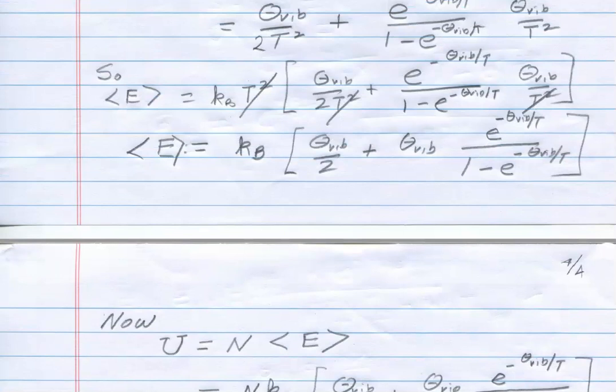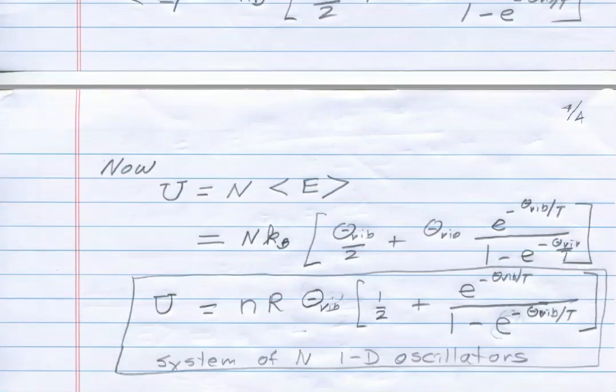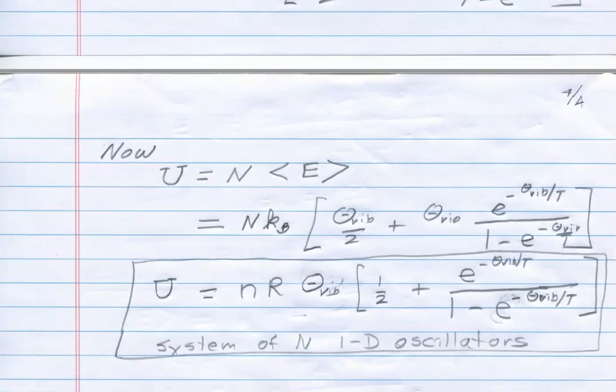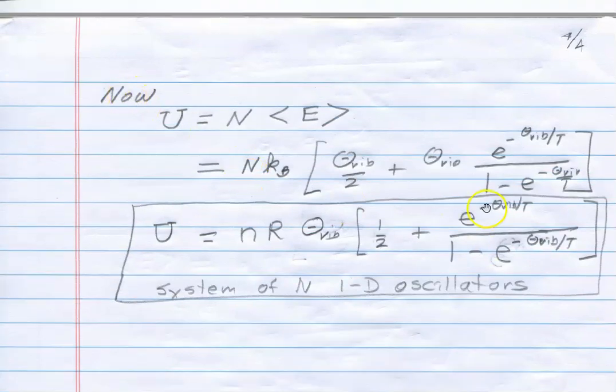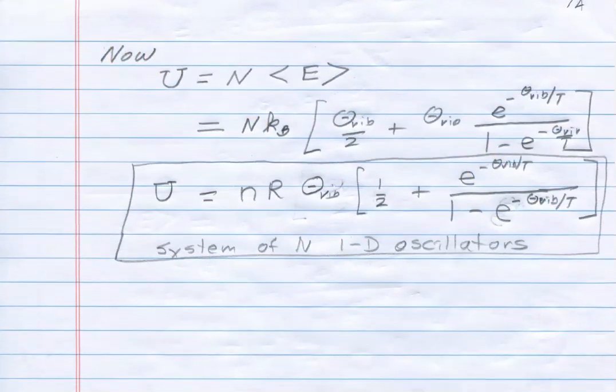If I have a system of N particles, then if I multiply all of those in, I can get the expectation value of the energy, which would be the total energy in our case. And as usual, N times kB we can write as the number of moles n times the ideal gas constant. And we can factor out this theta vibration. Sometimes you see it factored out, sometimes not. So that would be for a system of N, where N is a very large number of one-dimensional oscillators.